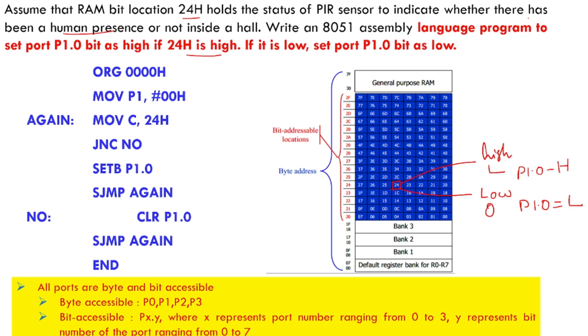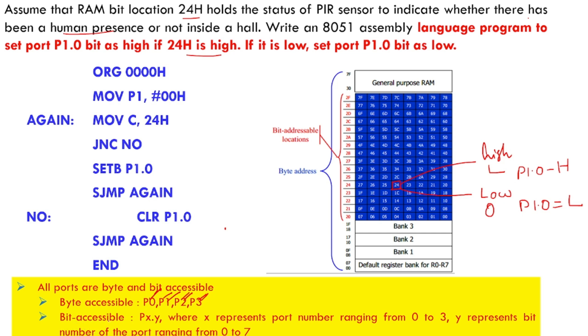Before that, let me give a very short important note. We know that we have 4 ports: port 0, port 1, port 2, port 3. All are 8 pins, right? 8 pins, 8 pins, 8 pins, 8 pins, totally 32 pins. We can access them through byte access. That means I can access the 8 pins at a time, right?